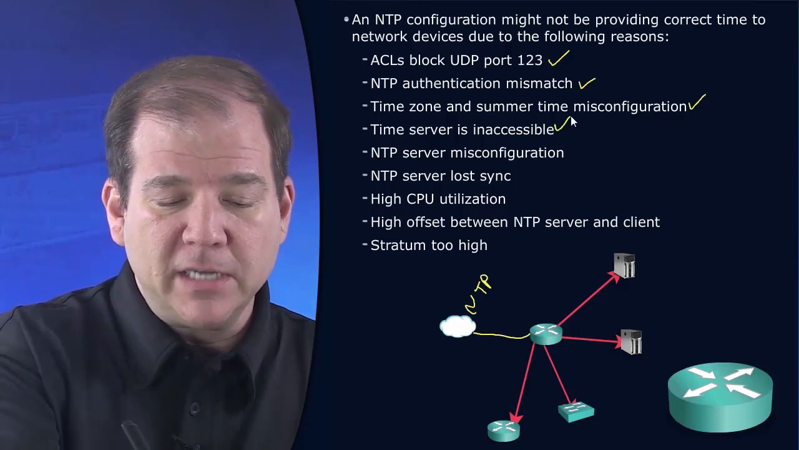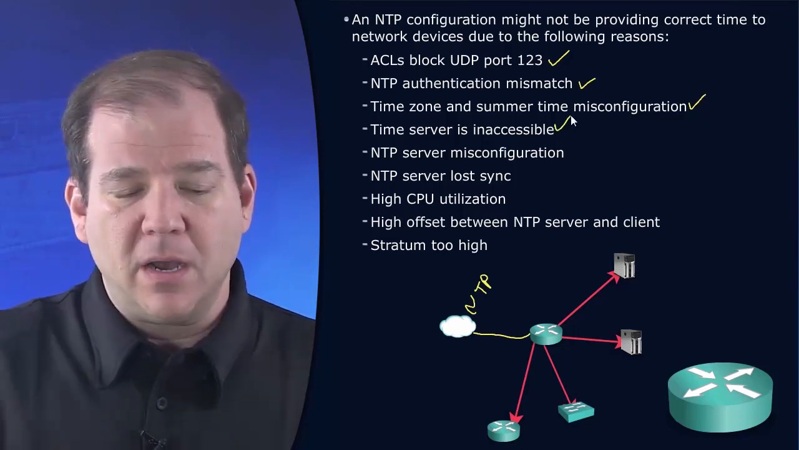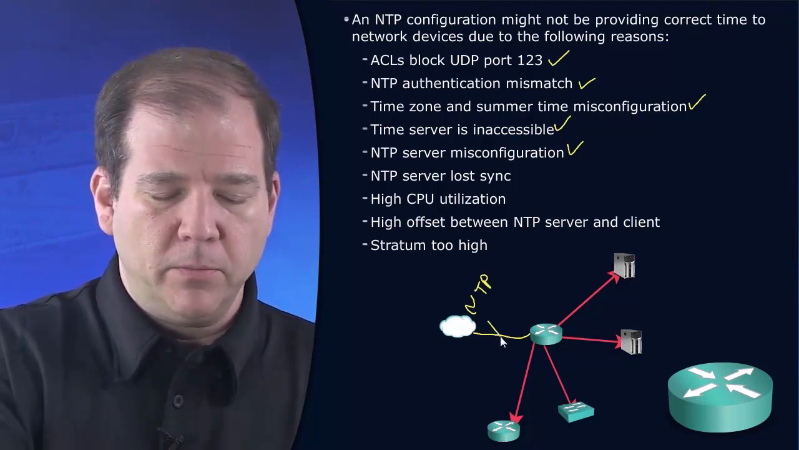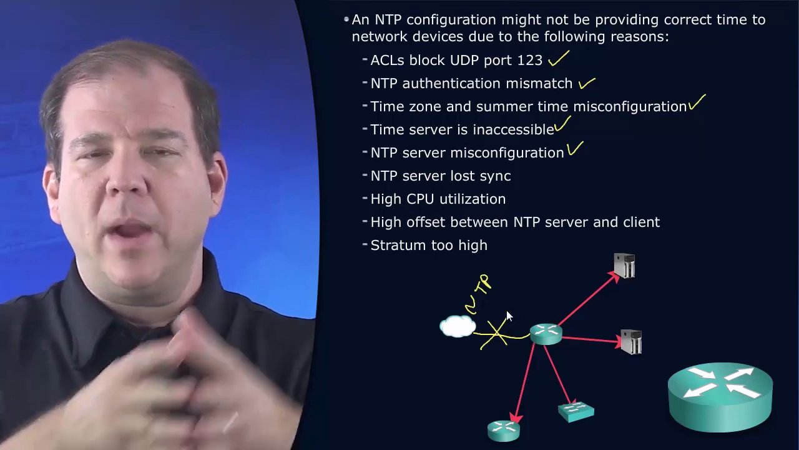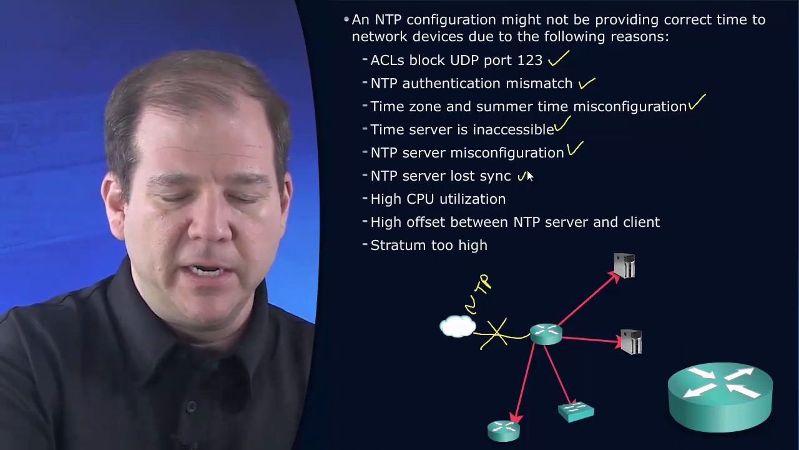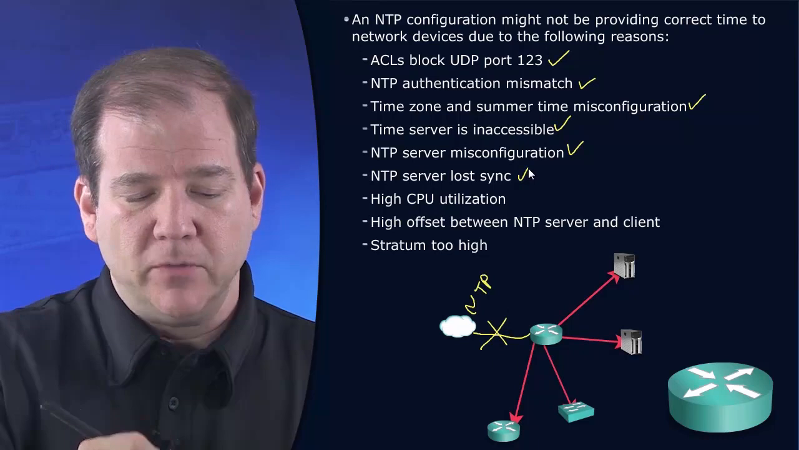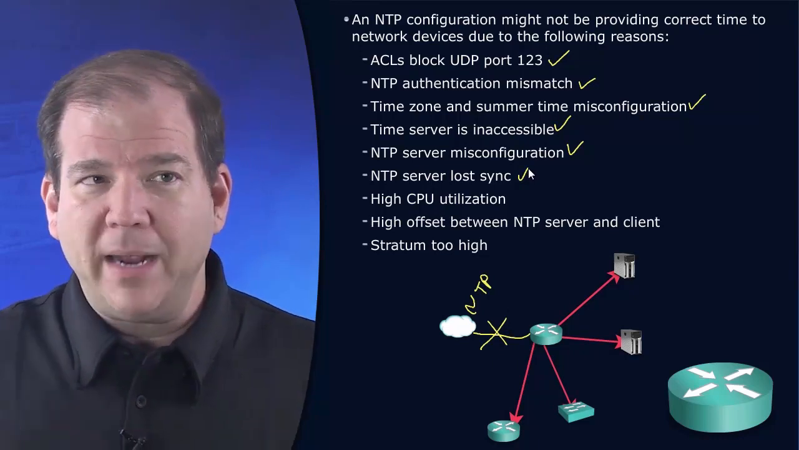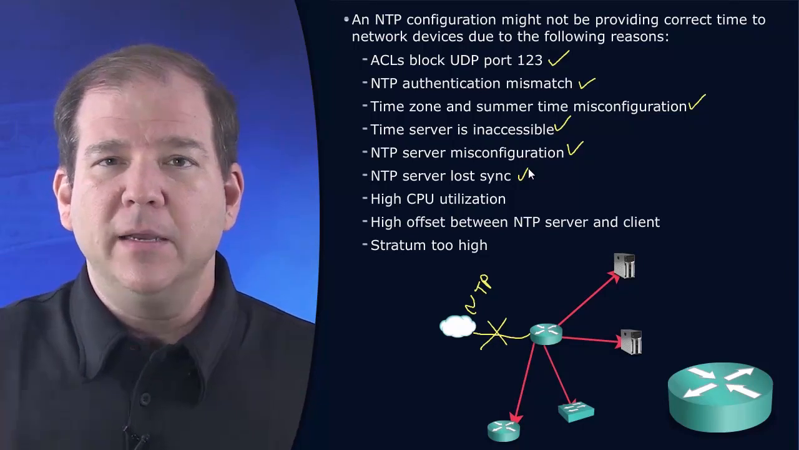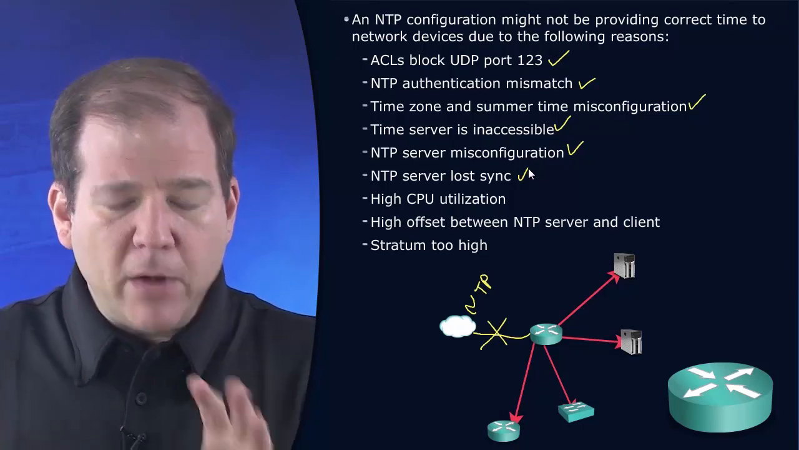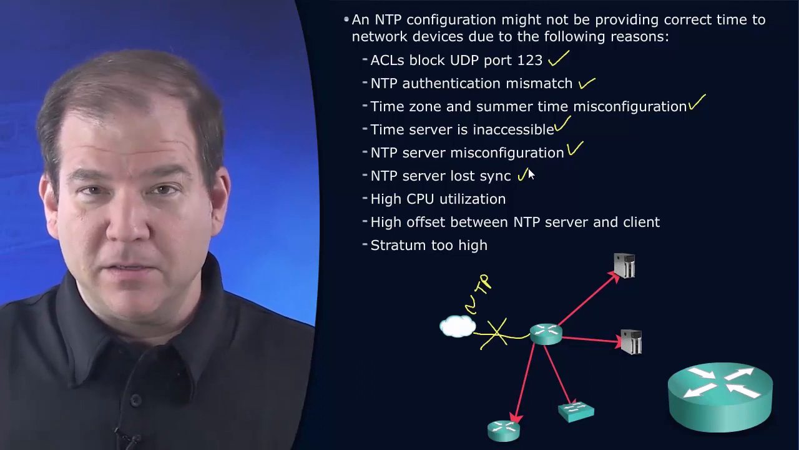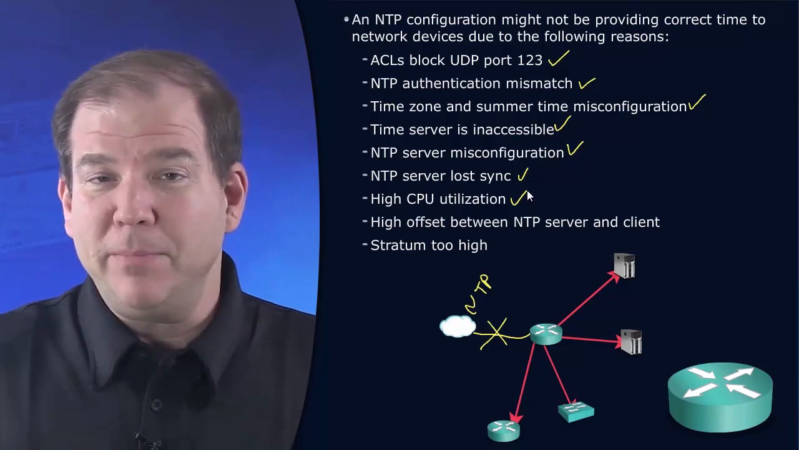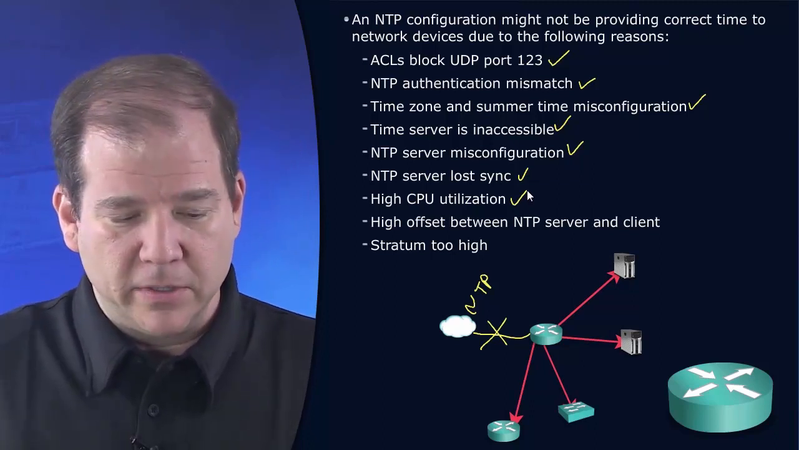Also, we might just have a situation where our NTP server is not accessible or it's misconfigured, or maybe let's say that for some reason something's happened on this link between our router and the internet, and we've lost synchronization with that internet-based time server. Maybe something is just wrong with our router. The router has some process that's consuming CPU resources. If the router is so busy doing something else with its CPU, it might not have time to do its NTP tasks, and that could cause us to lose some synchronization.